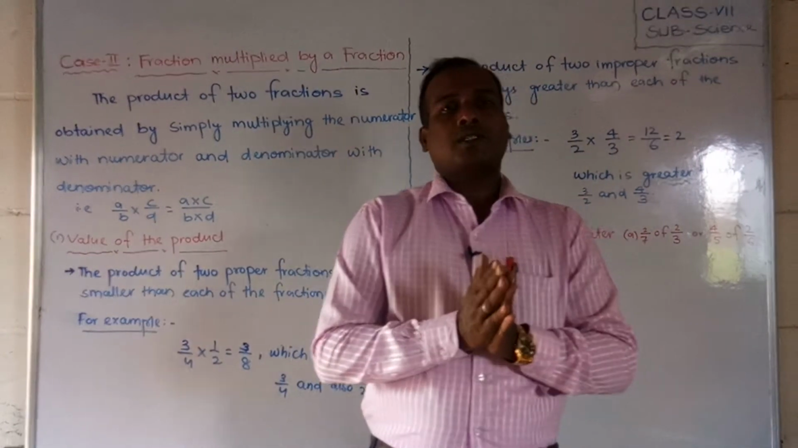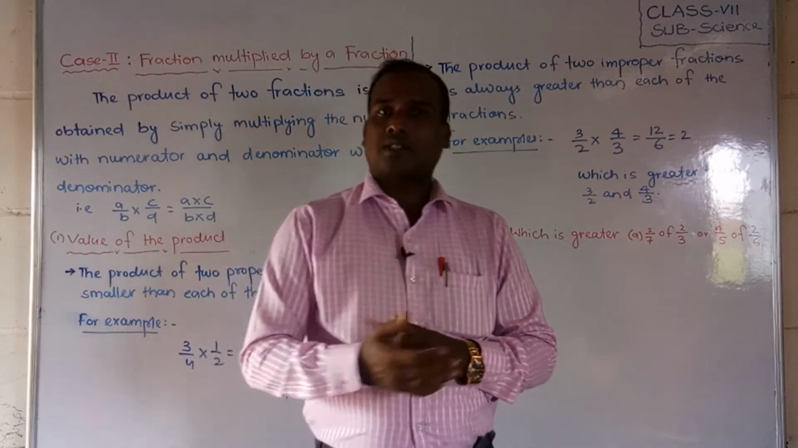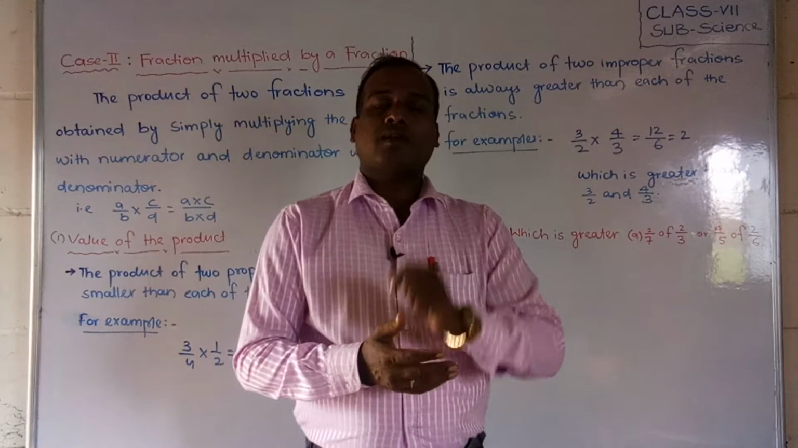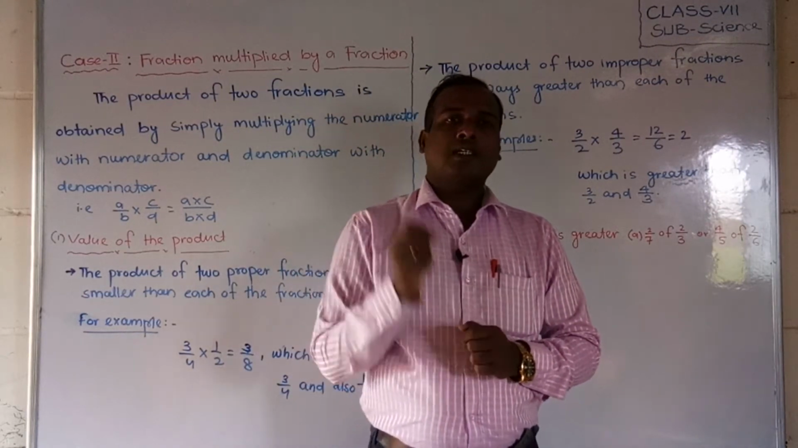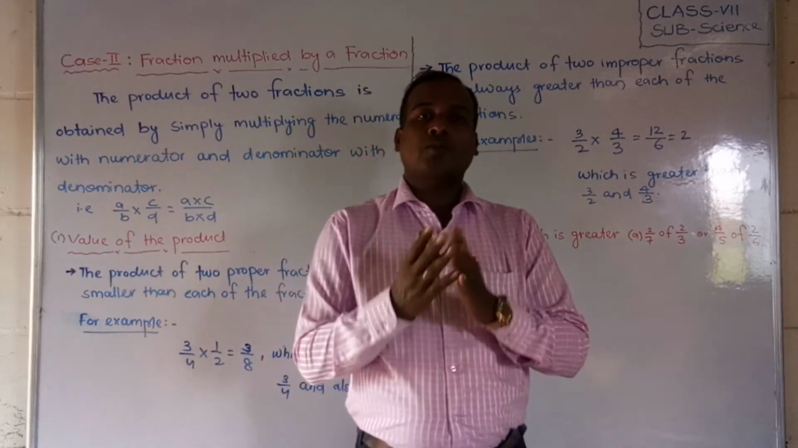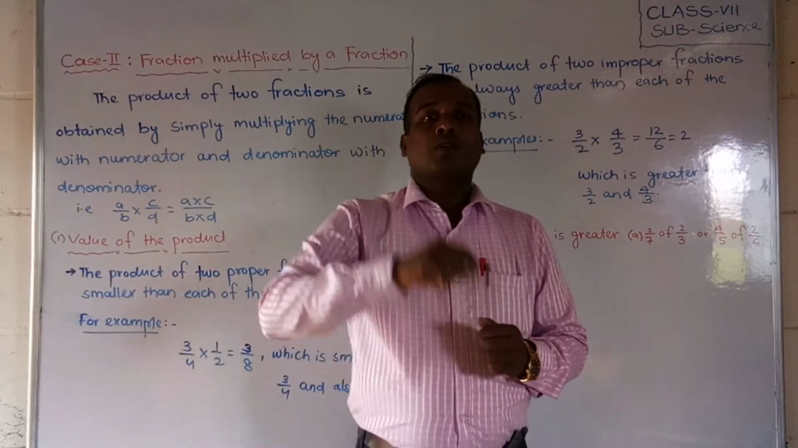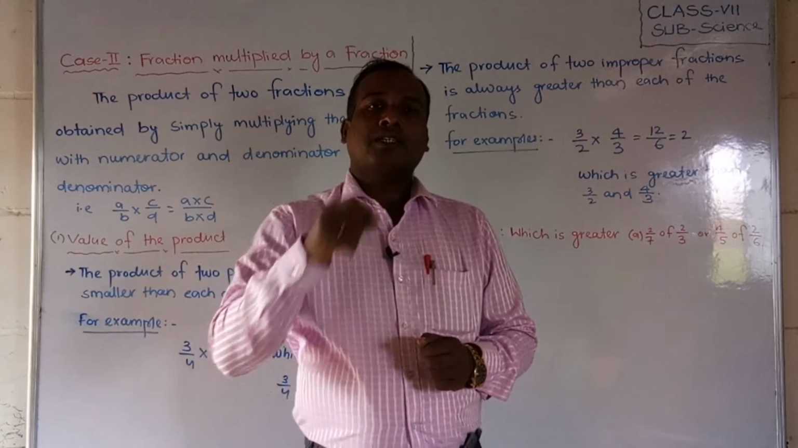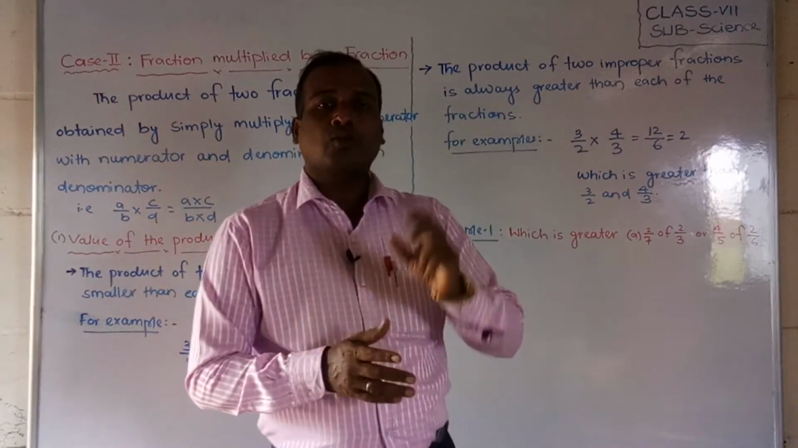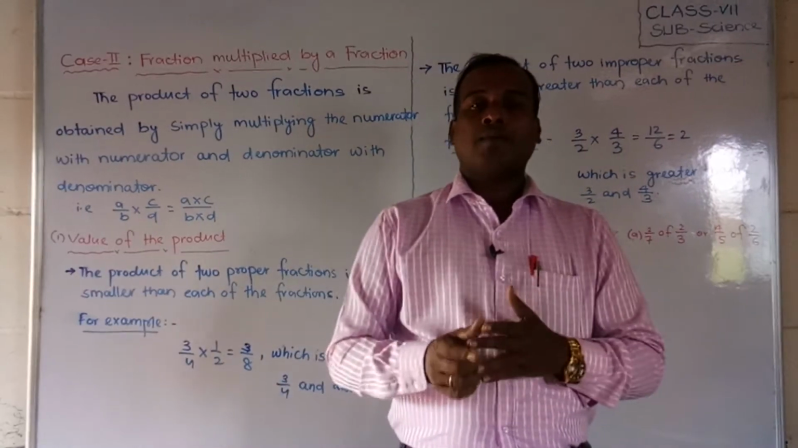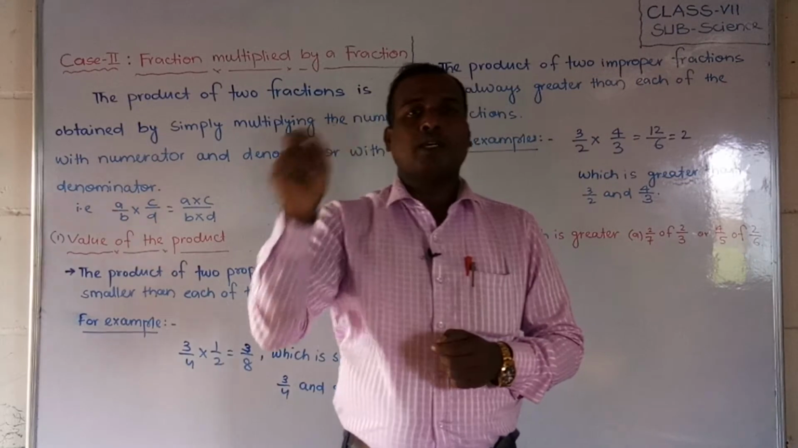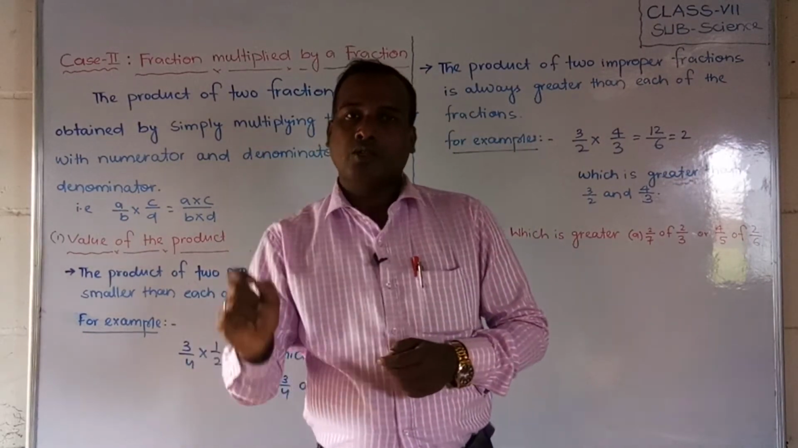So remember, students, whenever we are multiplying two fractions, that means one fraction with another fraction, just remember one thing: it is a very easy method. How should you multiply? Just multiply numerator with numerator and denominator with denominator. Do you remember, students? Whenever you are multiplying two fractions, you just multiply the numerator with the numerator and the denominator with the denominator.